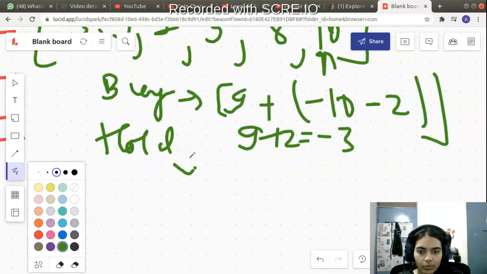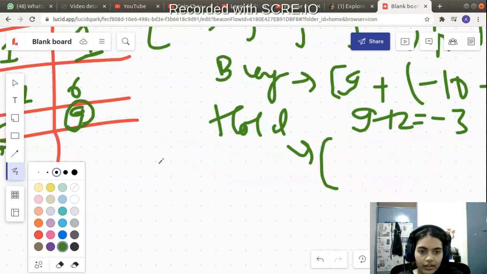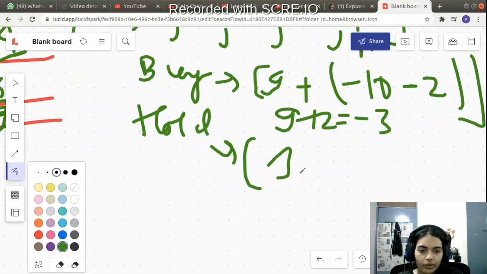Now if I am holding the stock, what will it cost me? I will just look at one row above. So if I am holding the stock, then I will be at a profit of 1.